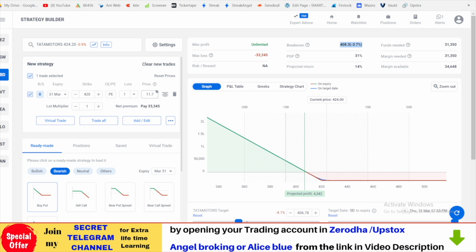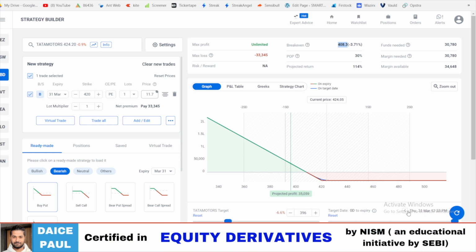Profit again unlimited. If the stock falls as predicted, let's say it fell 6%, 35,000 profit you are making. You hardly gave 30,000, right? 30,000 is what you gave for this trade, but you made 35,000.